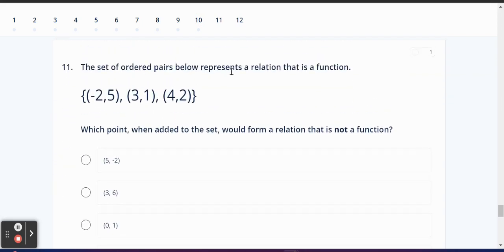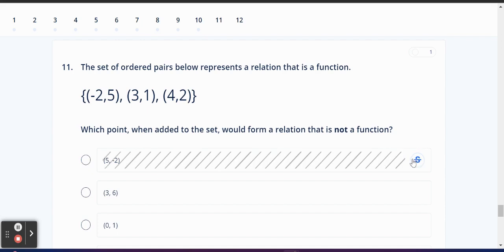Number 11, the set of ordered pairs below represents a relation that is a function. Which point, when added to the set, would form a relation that is not a function? Keyword: not. Okay. So when we have something that is not a function, we have repeating x values. So what is going to create a repeated x value scenario? That means if I have a negative 2, a negative 3, or a 4 in my x values, that is going to make it not a function. So this one right here, 5, that's going to make it a function. So it's not this one.